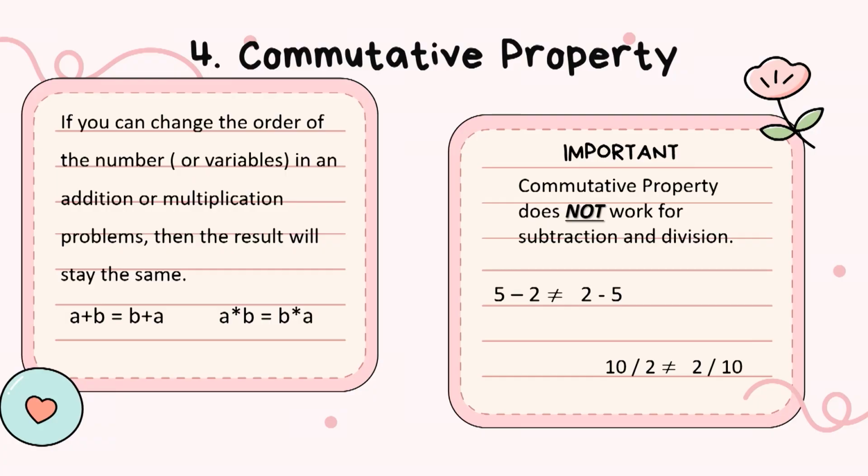If you change the order of the numbers or variables in an addition or multiplication problem, then the results will be the same. A plus B equals B plus A, or A times B equals B times A. It's extremely important to know that the commutative property does not work for subtraction and division.